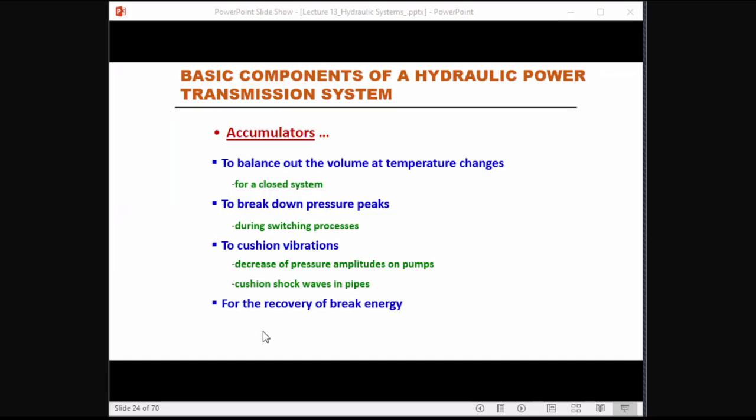Then recovery of brake energy. In some systems, accumulators can recover brake energy. Okay. Then they store this energy, and it can be used for future use. Okay. Then it may improve system efficiency.